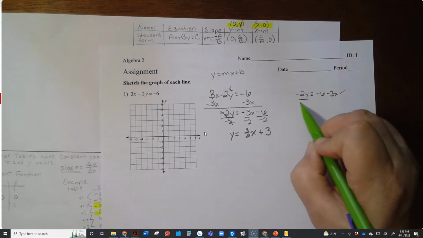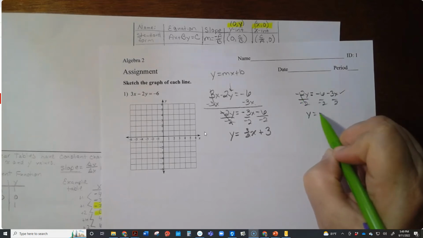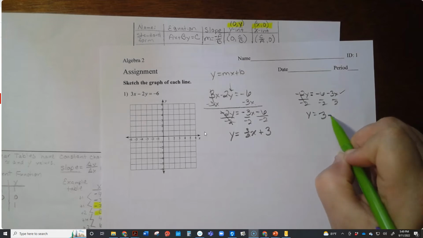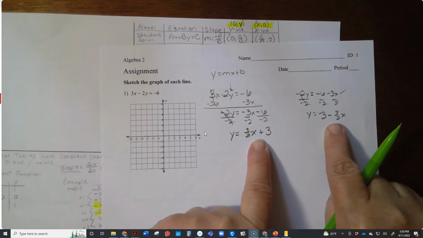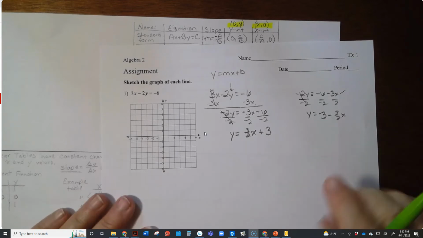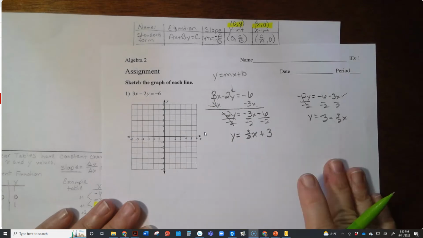If you had finished this side, you would divide everything by 2. You would get y equals positive 3 minus 3 over 2x. This is the exact same equation as this. So that's one thing you can do. Just convert it from standard form to slope-intercept form.